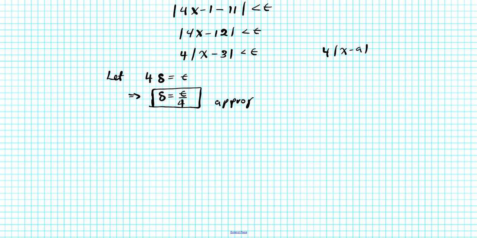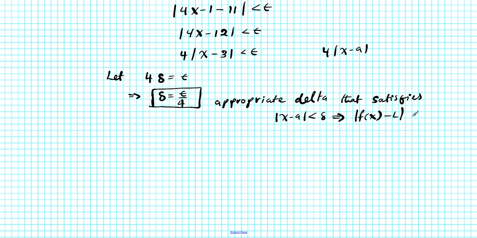So the appropriate delta that satisfies: x minus a less than delta implies f of x minus L is less than epsilon. Okay, so this is the delta that's going to make this work. So now that we have the appropriate delta, we're going to do the proof.